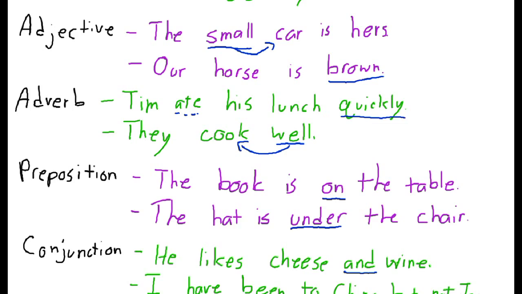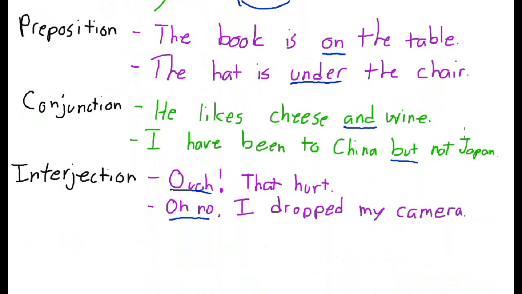Okay, then finally we have conjunctions and interjections. So conjunctions combine ideas. Correct? So he likes cheese and wine. We're combining the cheese and wine. Okay, but we're also saying I have been to China but not Japan. So but is connecting China to Japan. And interjections, for example, ouch, you know, that hurt, ouch. It's something we say immediately. It's a reaction. Okay? Oh no, I dropped my camera. Okay, oh no, that's a reaction, something we say as a reaction.